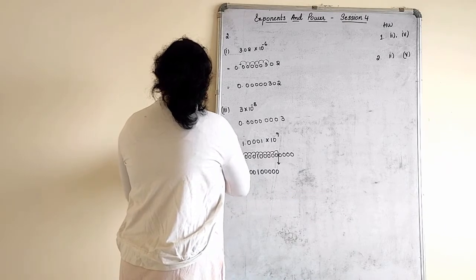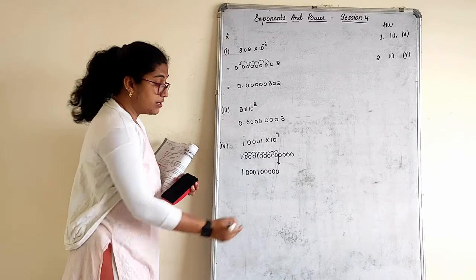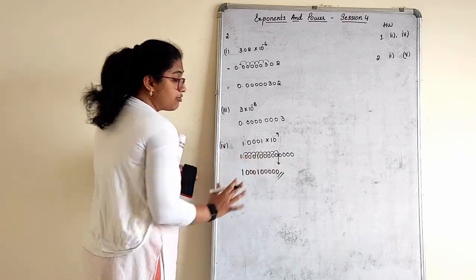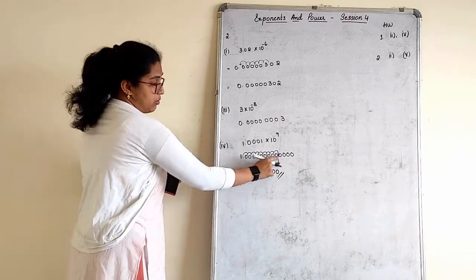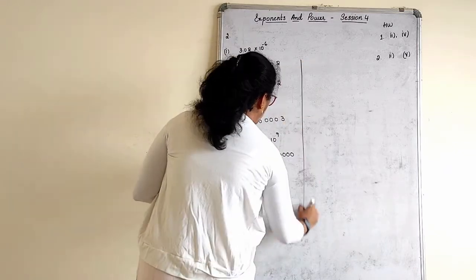In front you get 1, 2, 3, 4, 5 zeros. This is the final answer. This working you can show if you want in pencil. That is how I have shown here. Okay. Fourth one, fifth one I have given for homework.